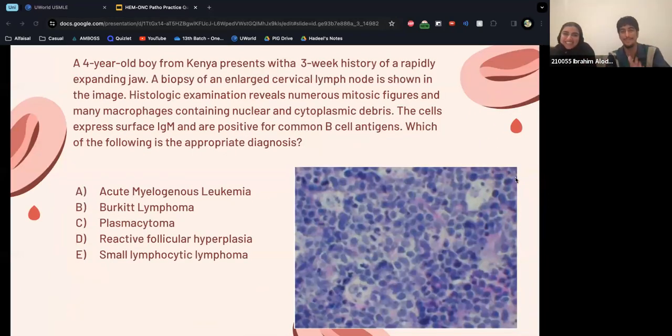A 4-year-old boy from Kenya presents with a 3-week history of rapidly expanding jaw, and a biopsy of an enlarged cervical lymph node is shown in the image. Histological examination reveals numerous mitotic figures and many macrophages containing nuclear and cytoplasmic debris. The cells express surface IgM and are positive for common B-cell antigens. Which of the following is the appropriate diagnosis?